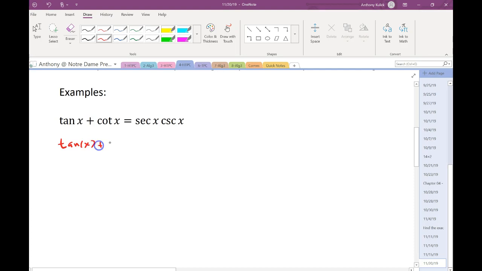What do you want to do first on that left-hand side? So James says let's rewrite those in terms of sines and cosines. That sounds like a good idea. So tangent we can rewrite as sine x over cosine x, and cotangent as cosine x over sine x.